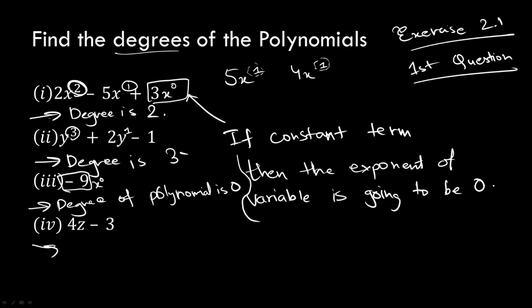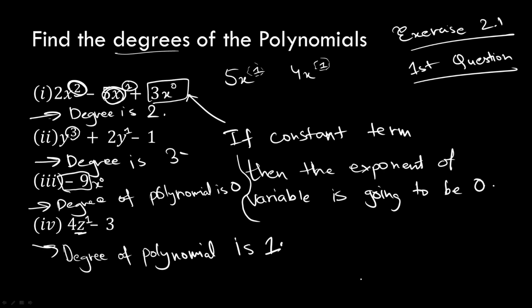Now 4z minus 3. We cannot see any power here, but there is a variable, so this is going to be 1. If there is a variable and no power is written, then we imagine it to be 1. So the degree of this polynomial is 1. And with this we got our answers to the first exercise.